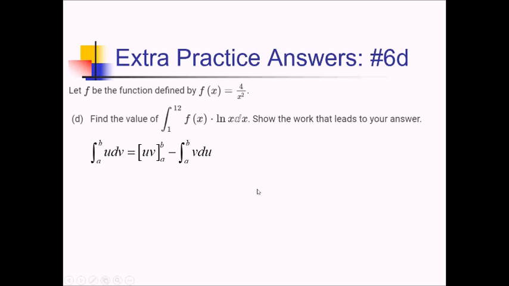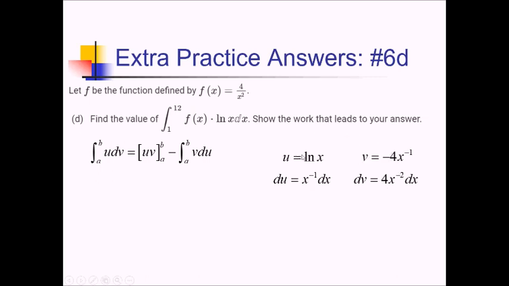So now let me set u equal to ln of x, and then the dv from this is going to be the 4x to the negative 2 dx, f of x dx. The derivative of u is going to be 1 over x dx, and I can write that as x to the negative 1. The antiderivative of this expression, well, we've done this like 3 problems in a row now, is going to be negative 4x to the negative 1.